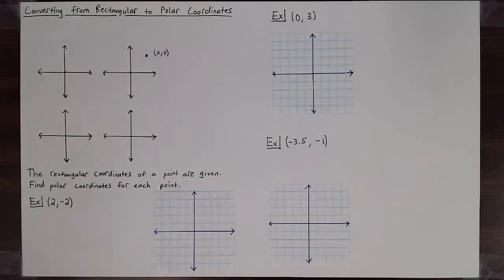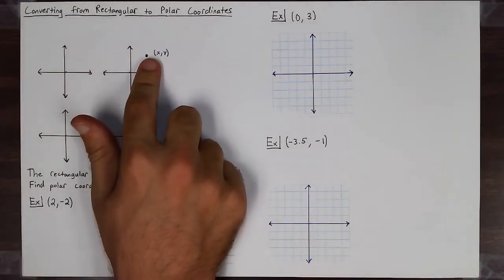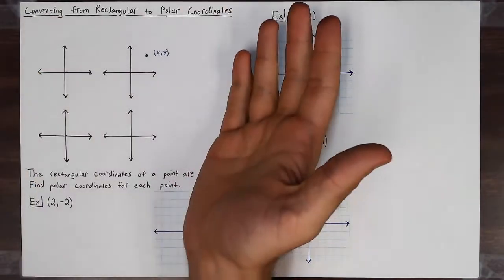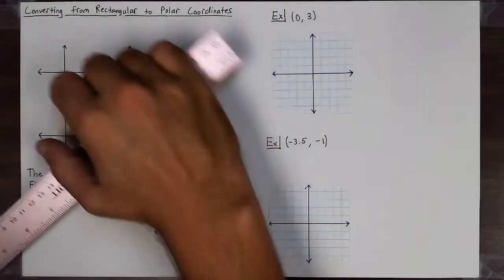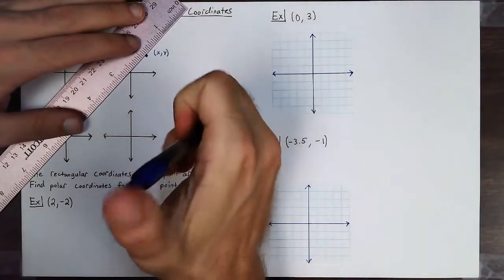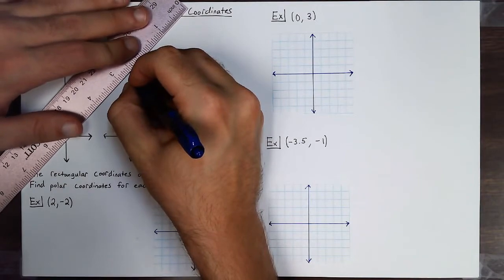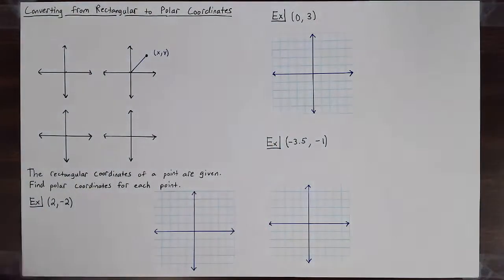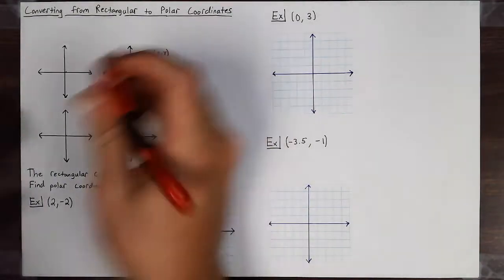In this video, we're going to learn how to convert from rectangular to polar coordinates. So say you're given a rectangular point, x, y, but you want to put it into polar, r theta. In order to convert, I'm first going to draw a line out from the origin to the point. This will help us find the radius. And then I need to identify an angle to go with this as well.